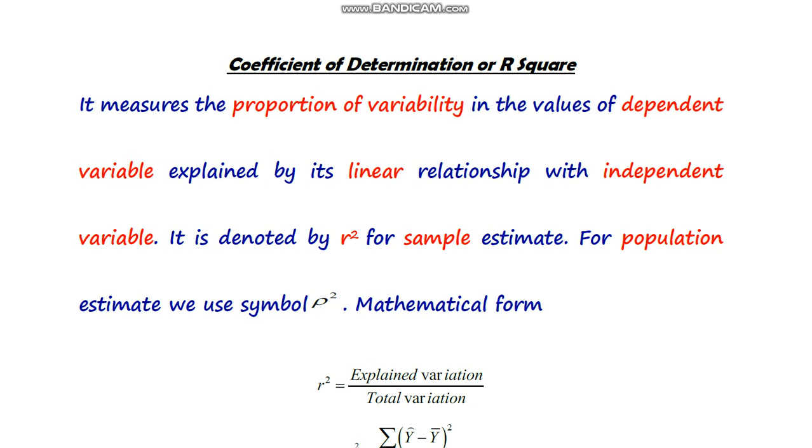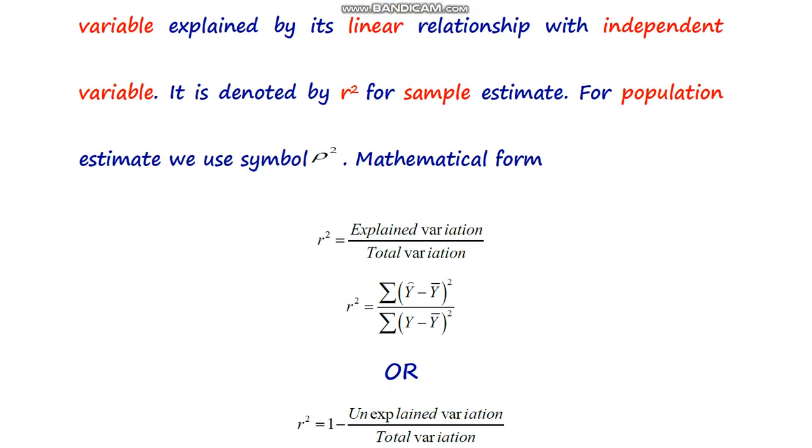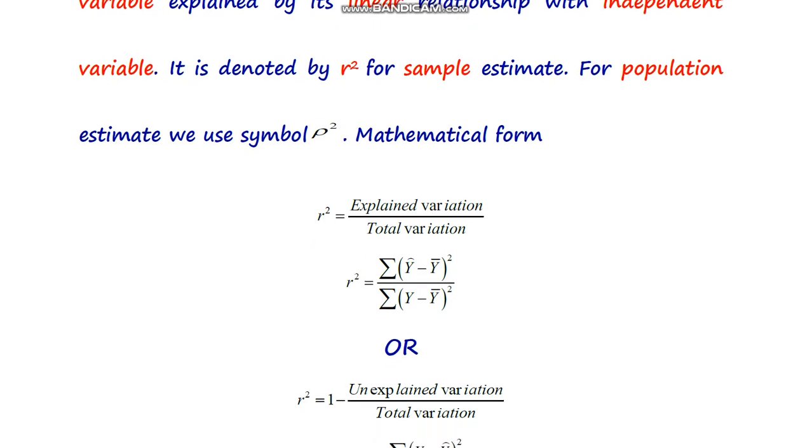For a sample estimate, it is denoted by R square, and for a population estimate, it is denoted by the symbol rho square. Here is its mathematical form. R square is equal to explained variation over total variation, and here is its formula: summation of y cap minus y bar squared, the estimated observation minus the mean, squared and summed. This is the explained variation and this is the total variation.